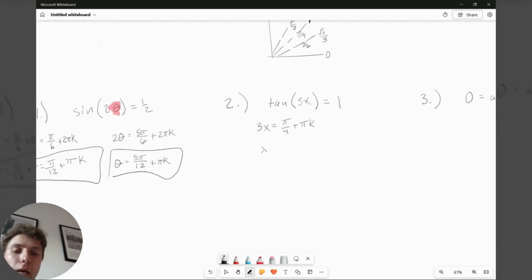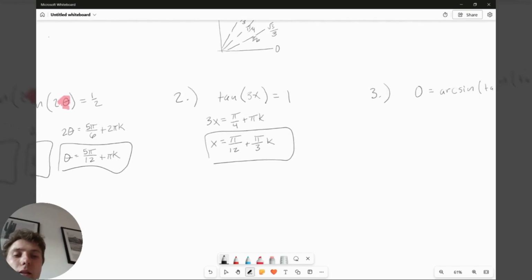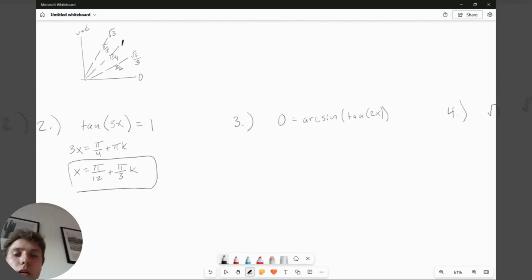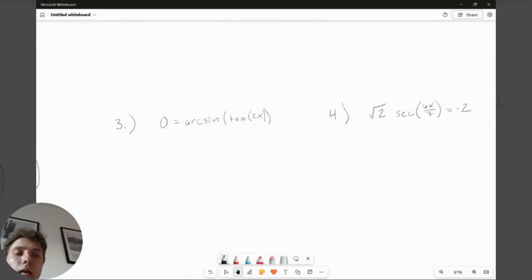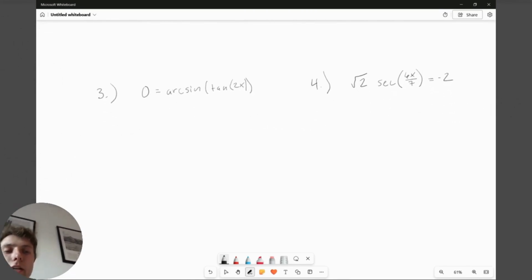From there, get the x by itself, divide that 3 over, and you end up getting the general solution of x equals pi/12 plus pi/3 k. And now we're done with that second problem. Two more examples I want us to look at, just discussing some other things.